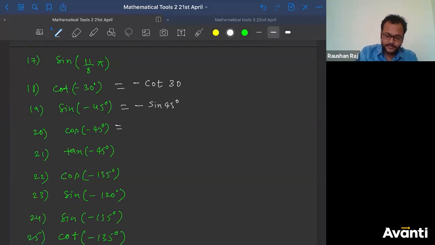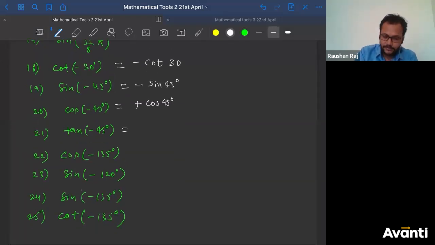Cos of minus 45 degrees. So cos 45. What is the sign of cos theta in the fourth quadrant? Positive. So positive. Tan of minus 45. 45 degrees is an acute angle. Write that. So tan of 45 degrees. What about the sign of tan theta? Negative in the fourth quadrant. So negative. This is the answer. Okay. So if you have negative acute angles, you have to solve like this. There should be no issue.